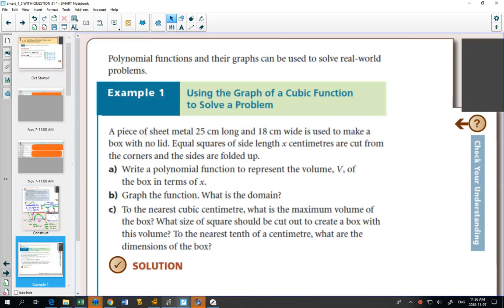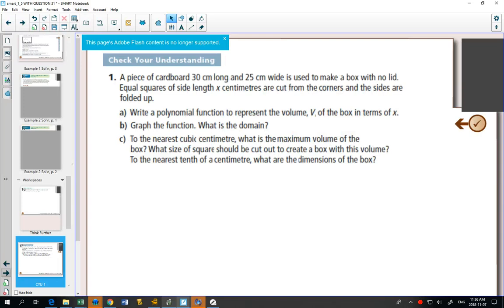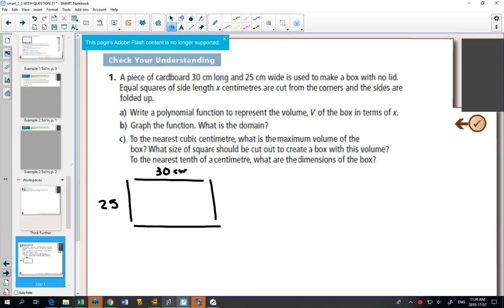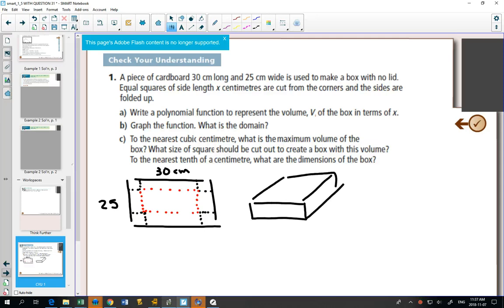So let's look at example 1. Whew, lots of words. A piece of cardboard 30 centimeters long and 25 centimeters wide is used to make a box with no lid. You take squares, cut them out of the corners, and fold it up. So we have to imagine you have a piece of cardboard 30 centimeters by 25 centimeters, and you're cutting squares out of the corners. Can you see then, if after you cut those squares out, you fold it along the red dotted line, you would get a box that would open like that.